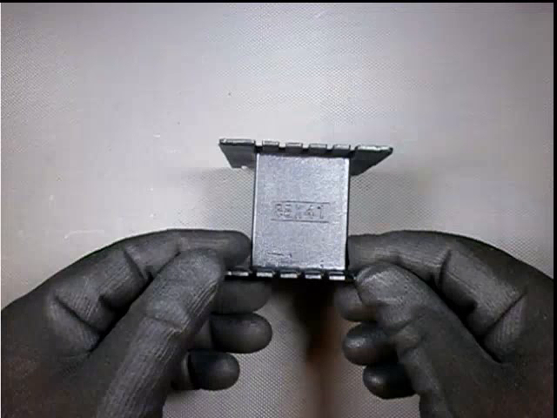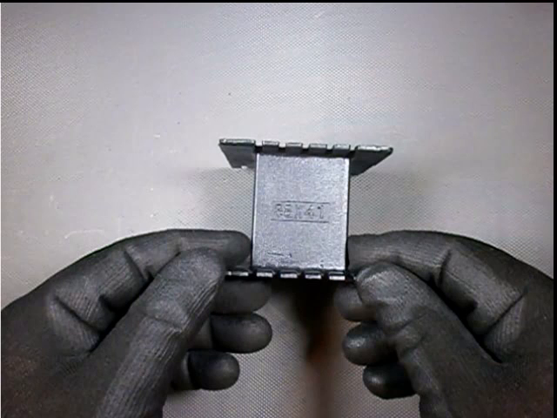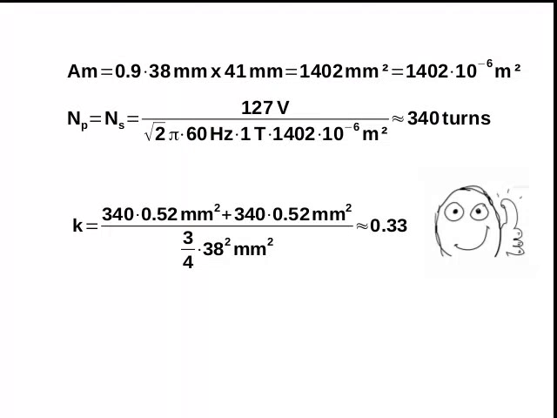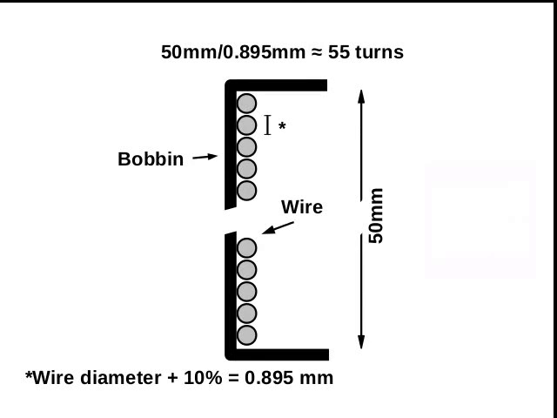It turns out that we found a bobbin that has an internal area of 38 by 41 millimeters, which will allow us to stack a little more EI laminations, taking our magnetic area AM to 1,402 square millimeters. With this we can have just 340 turns. And now our fill factor will be 0.33. That's more like it. The wire we chose for both the primary and secondary has a diameter of 0.813 millimeters.